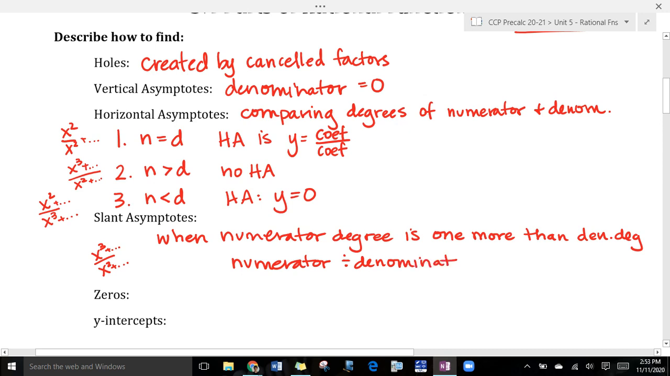If you're lucky, you'll get to do some synthetic division because maybe the denominator is just x minus 5. Then you can do synthetic division. If it's something like an x cubed over an x squared, you're probably going to have to do some long division. Okay? But either way, slant asymptote will take the numerator divided by denominator.